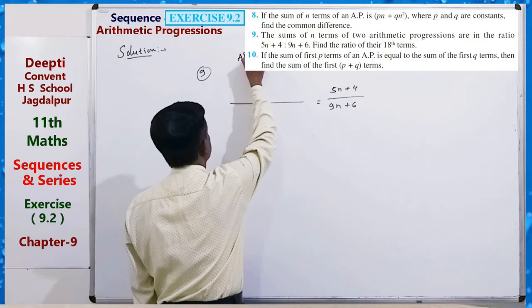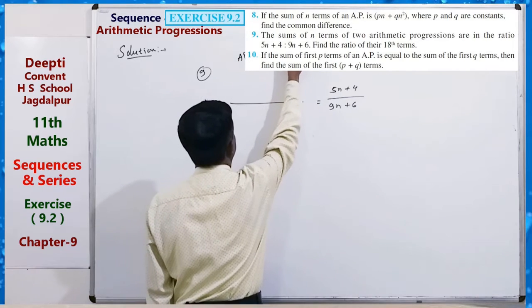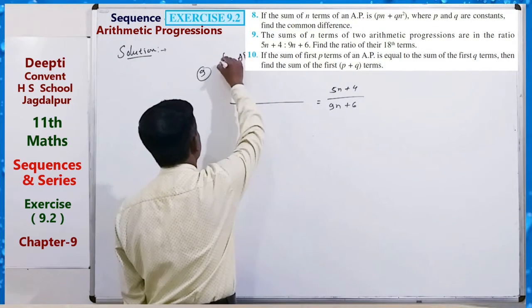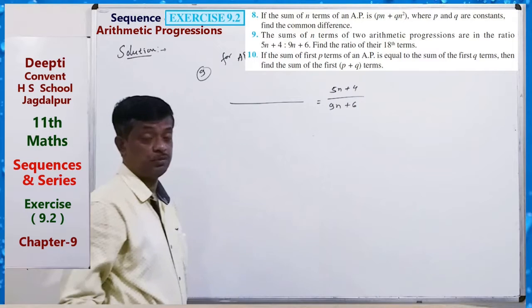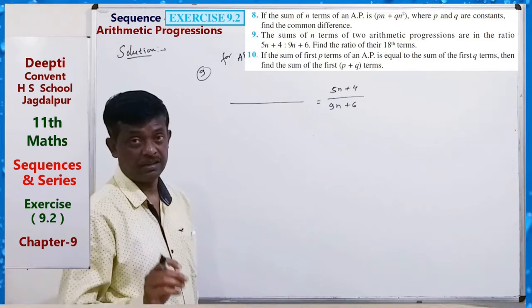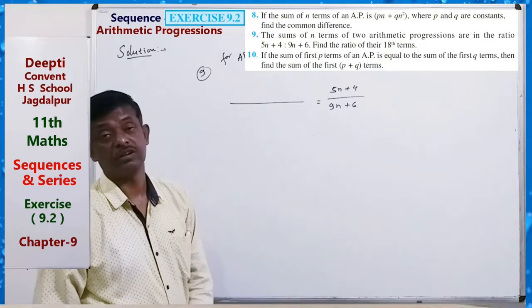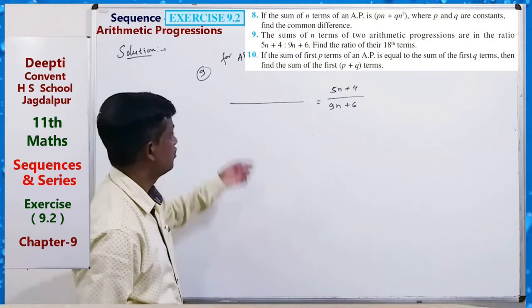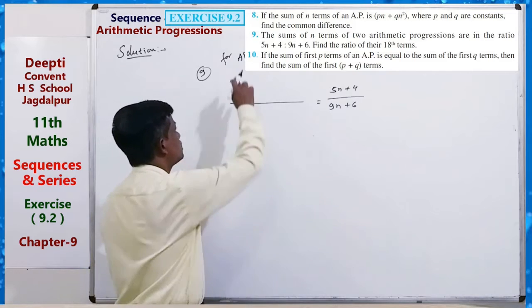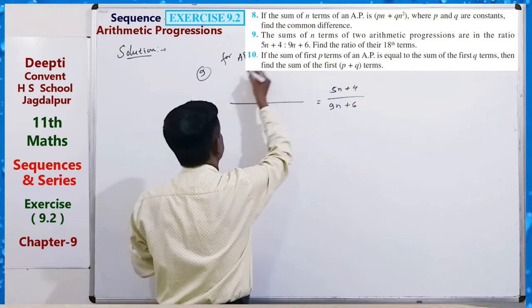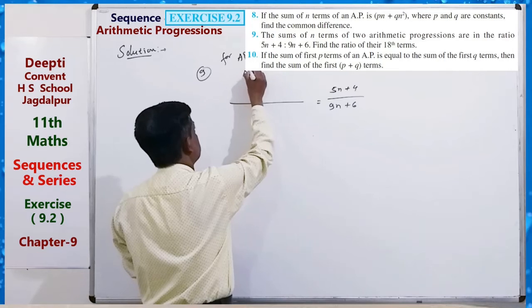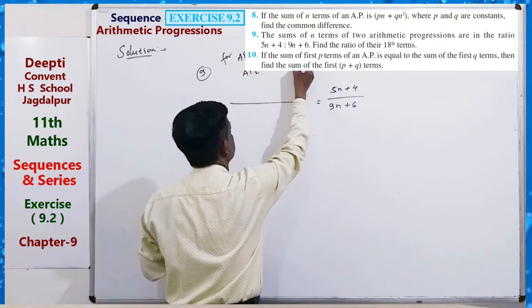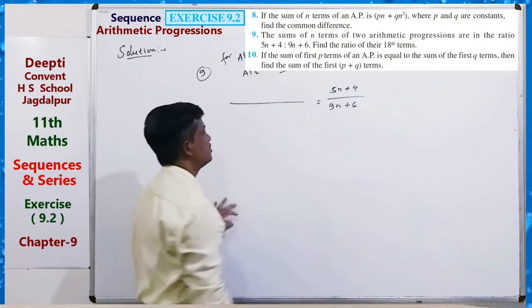Suppose AP1 has first term A1 and common difference D1. You have to write very clearly. I am just discussing how you can solve it. So what is the idea for solving this question? For the first AP, first term and common difference; for the second AP, A2, D2, first term and common difference.